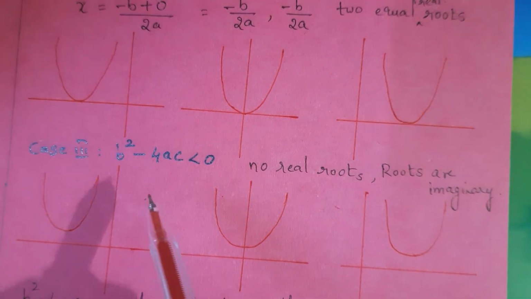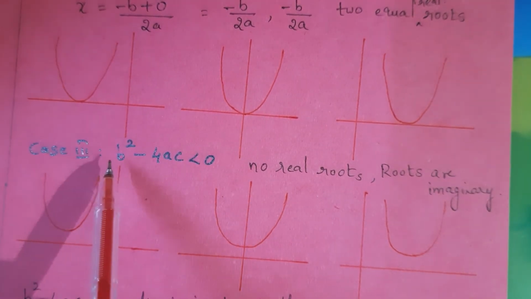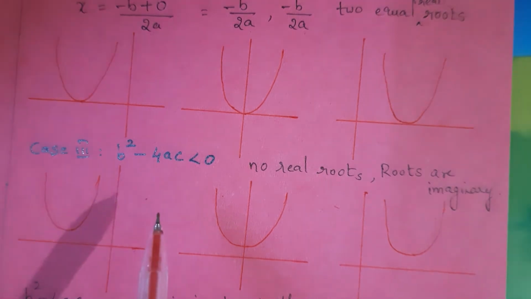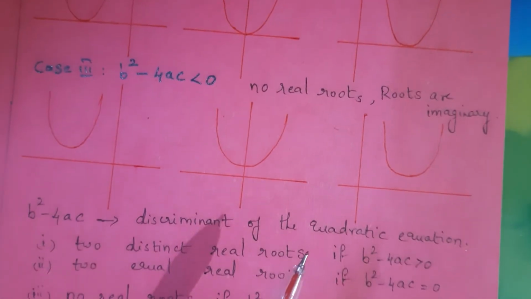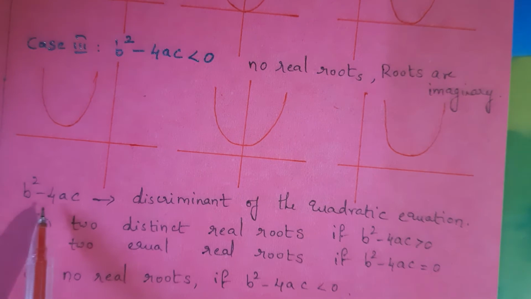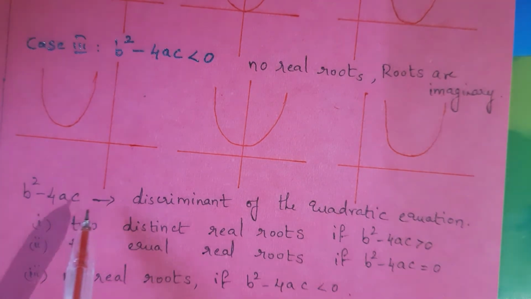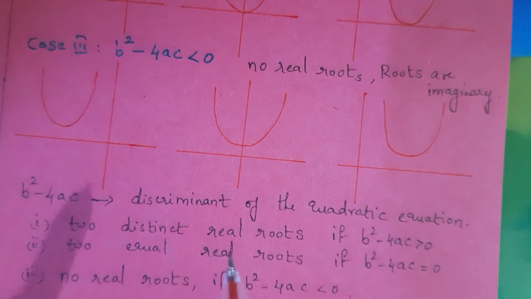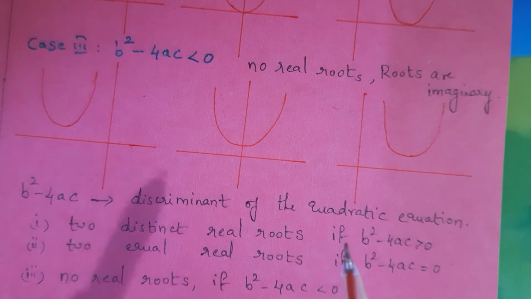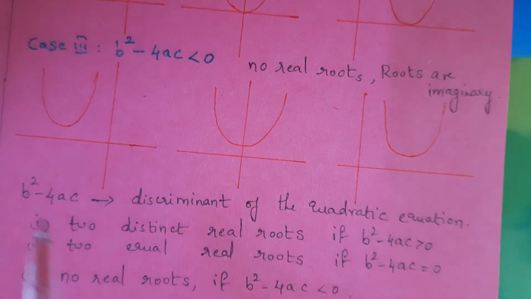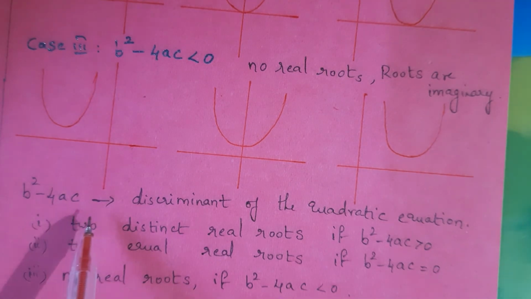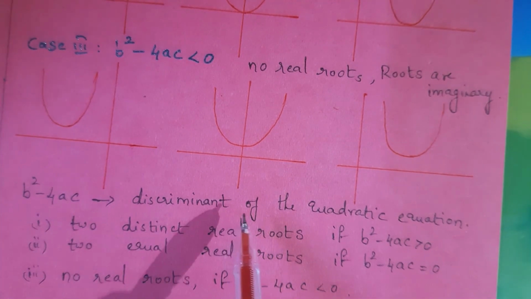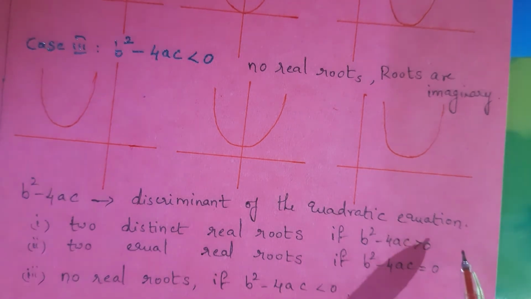Here the three cases depend on b² - 4ac. So what do we call this b² - 4ac? It determines whether the quadratic equation ax² + bx + c = 0 has real roots or not. So b² - 4ac is called the discriminant of the quadratic equation.